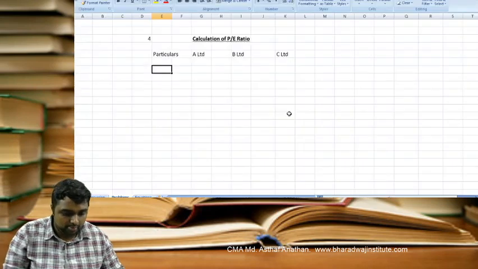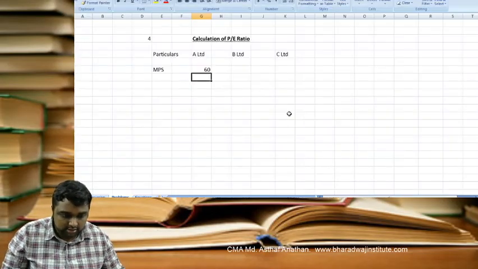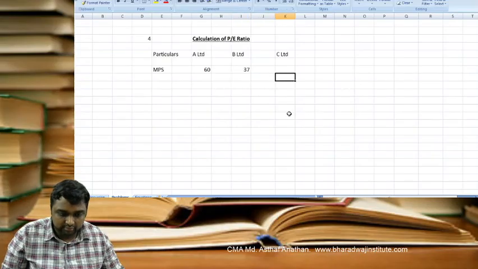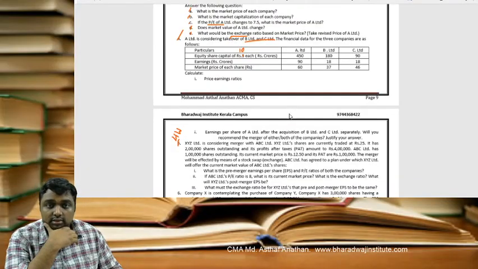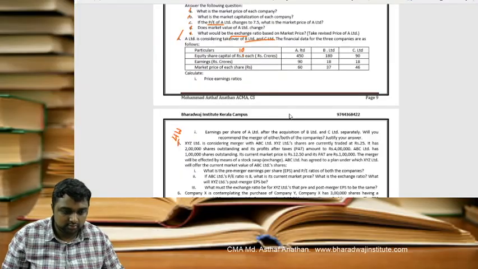Are you ready? First, market price. What is the market price? 60, 37, 46. 60, 37, 46.